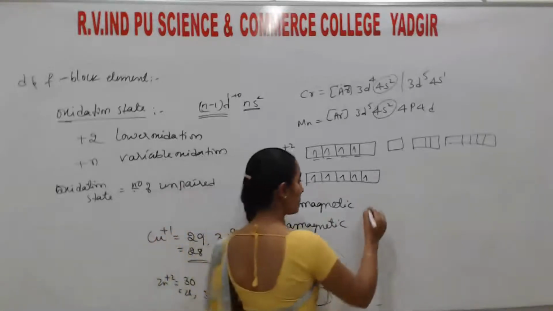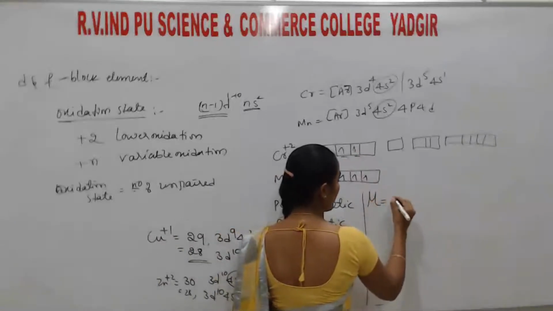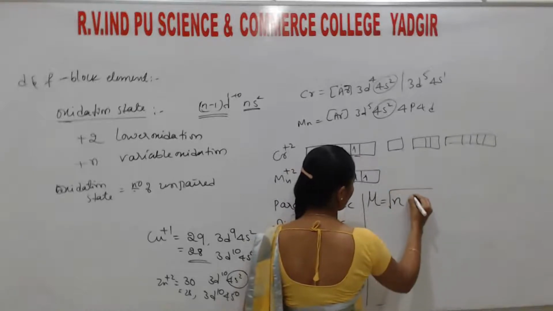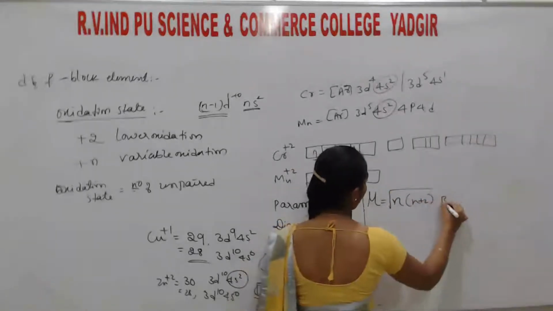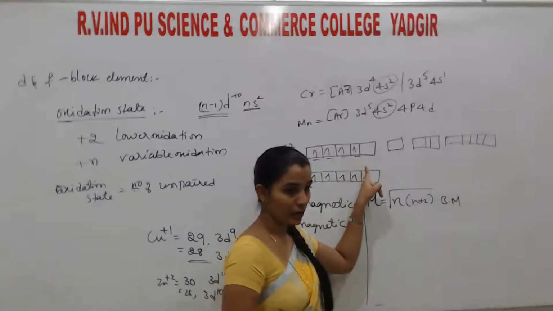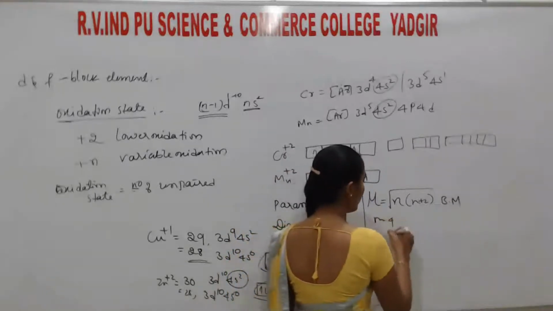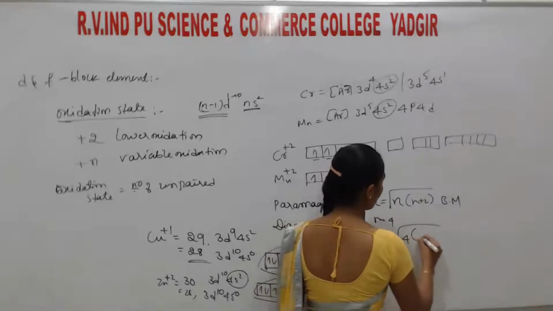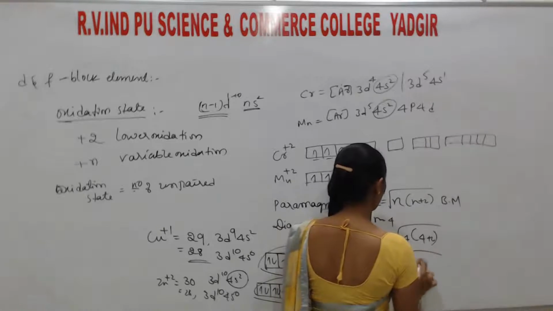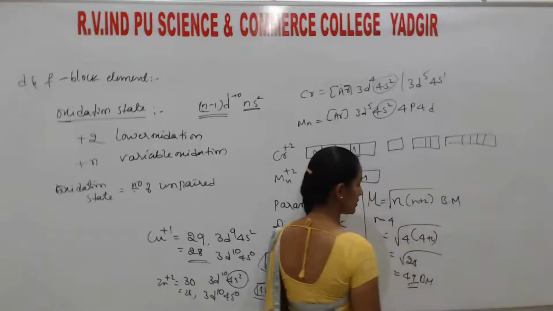Understood? So students listen here. From the unpaired electrons, we can calculate the magnetic moment. The formula is square root of n into n plus 2 Bohr magneton. What is this n value? That is the number of unpaired electrons. So here listen, 1, 2, 3, 4 electrons are there. So n is equal to 4, you take square root of 4 into 4 plus 2, that is square root of 24, approximately 4.9 Bohr magneton.